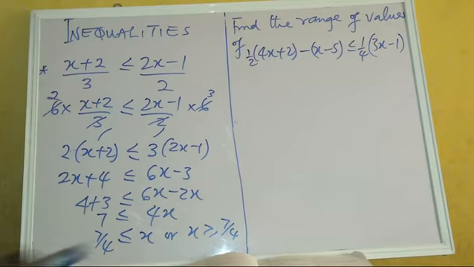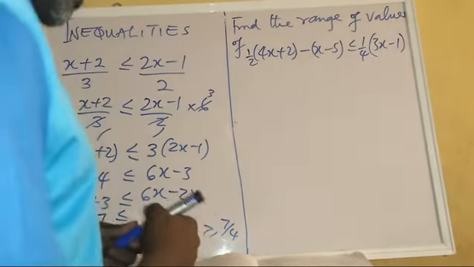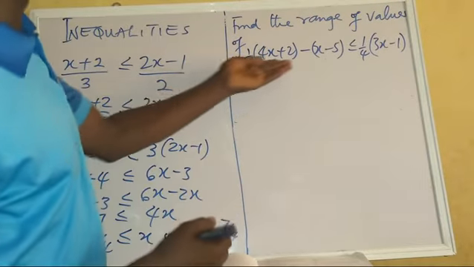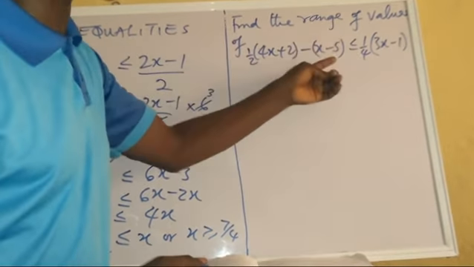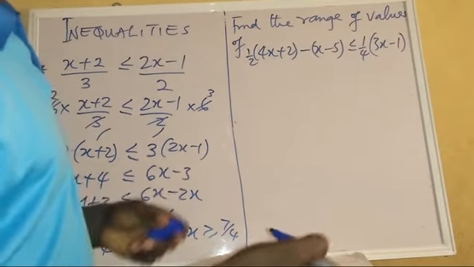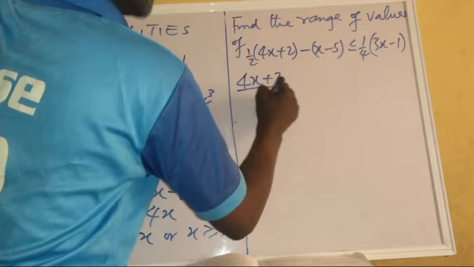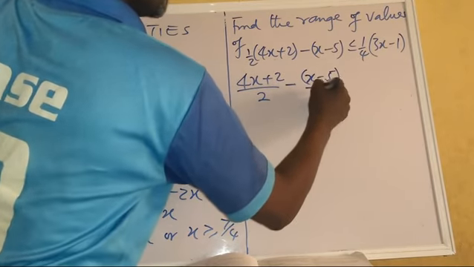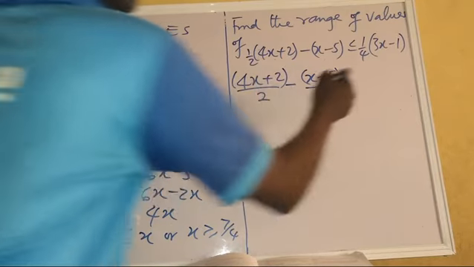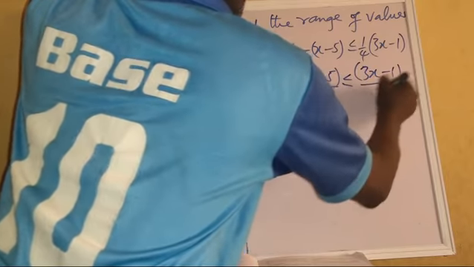Let's look at this example. Find the range of values of this particular inequality. You can see that this one is a fraction, this is also a fraction. But we can see that this is also a fraction because you can write it as over 1. So this gives us (4x + 2)/2 - (x - 5)/1 less than or equal to (3x - 1)/4.